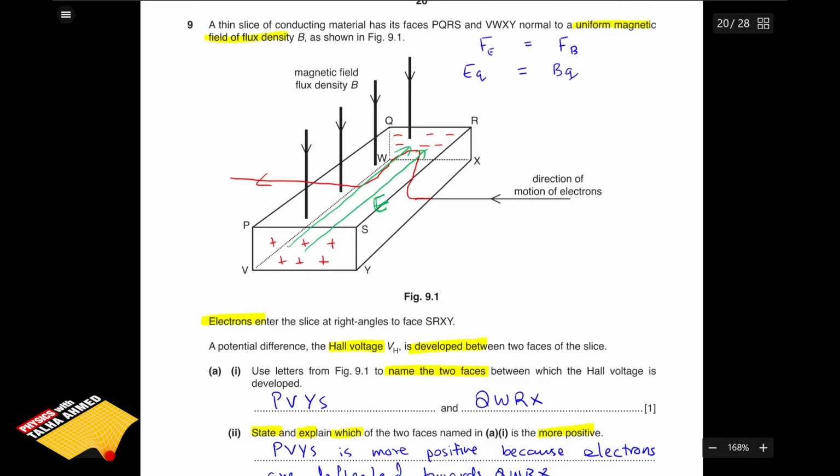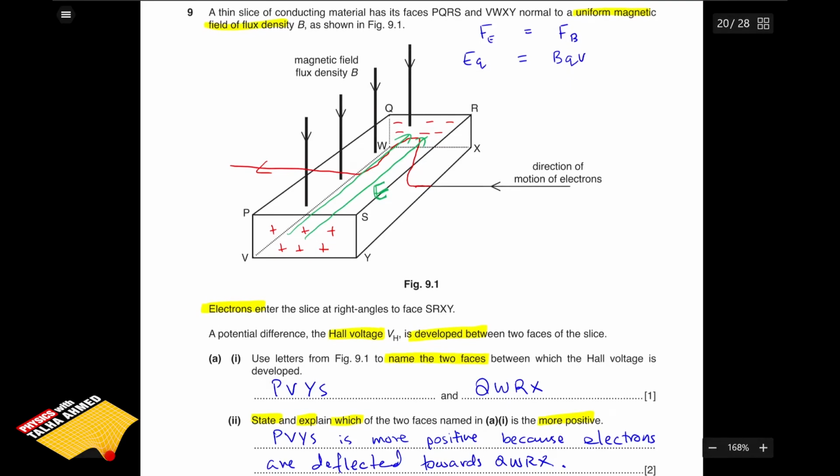So what happens is when the electrons are pushed to the side that is shown, an electric field is set up between the faces PSYV and QWRX. And the electric field goes from the positive to the negative side as shown by the green arrows. Now, the electric field is also applying a force on the electrons, but that is going to be in the opposite direction to those green arrows since electrons are negative, and the magnetic field is pushing them on the other side. So when both opposite forces become equal to each other, that's where we start our derivation. Two forces are equal to each other.